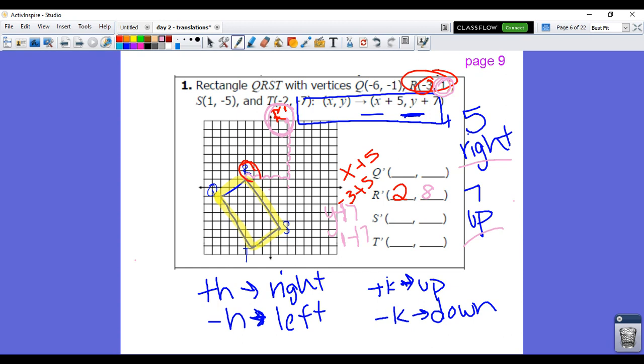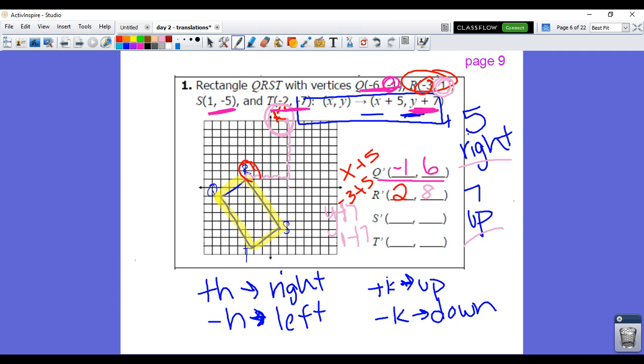So the shortcut of this is actually taking the points that we have originally and just using our rules to add them on here. Okay, so for example, Q prime, we look at Q. We do negative 6 and we add 5. Negative 6 plus 5 is negative 1. And then our y value is at negative 1. So we take negative 1 and we add 7 to that, and we get 6. So our Q prime is going to be at negative 1, 6.